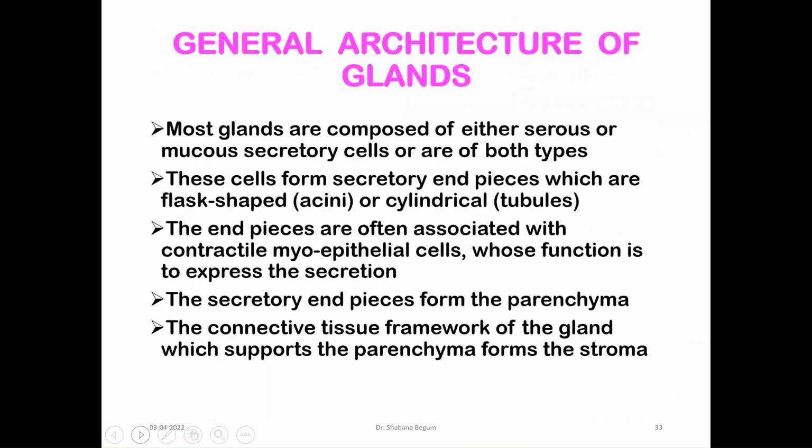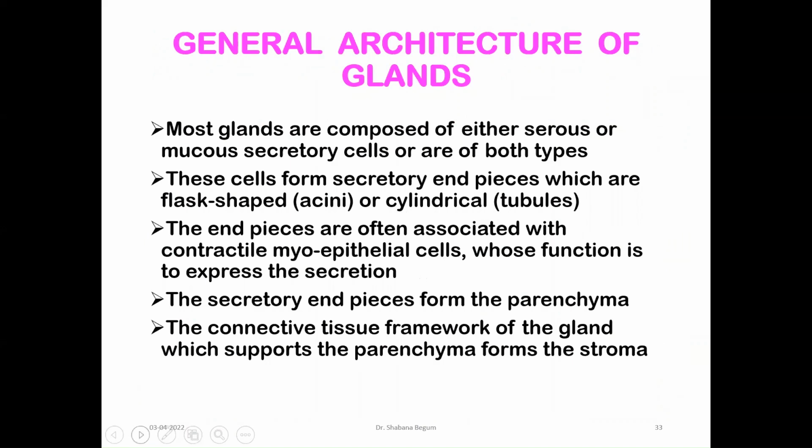Now, general architecture of the glands. Most of the glands are composed of either serous or mucous secretory cells, or both. These cells form secretory end pieces, which are either flask-shaped, that is acini, or cylindrical, that is tubules. The end pieces are often associated with contractile myoepithelial cells, whose function is to express the secretion.